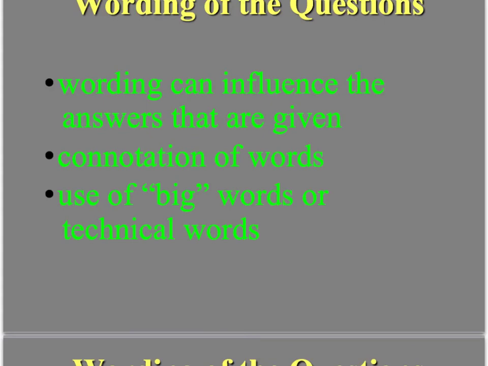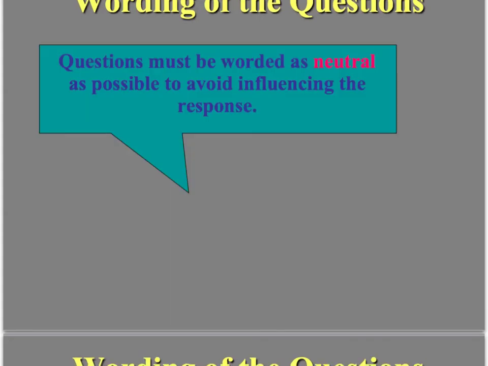Another source of bias can be wording of questions. How a question is worded can sometimes influence the answers that are given. In a series of questions, the interviewer can word in such a way as to lead the person they're interviewing to a certain answer that they really want for their study. And also, if we use big words or technical words that the general population might not understand completely, that can also affect your response. You have to word questions as neutral as possible so that you don't influence the response. Otherwise, your data is not going to give a true and accurate report.